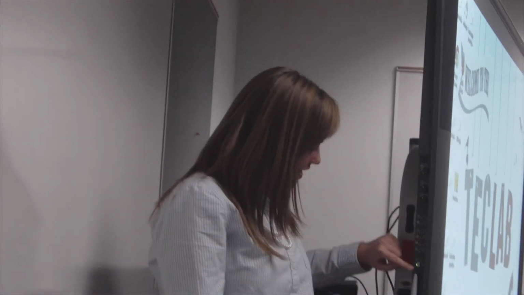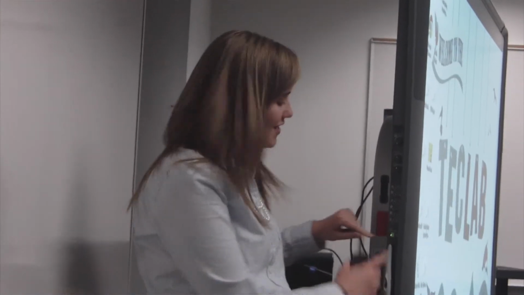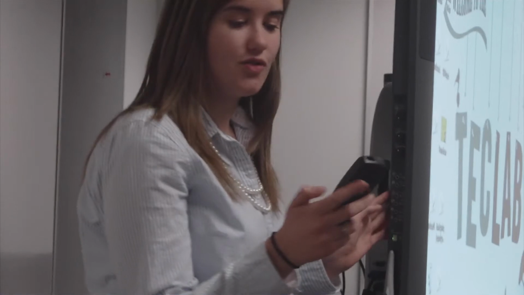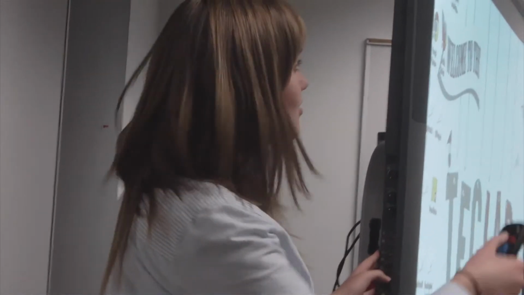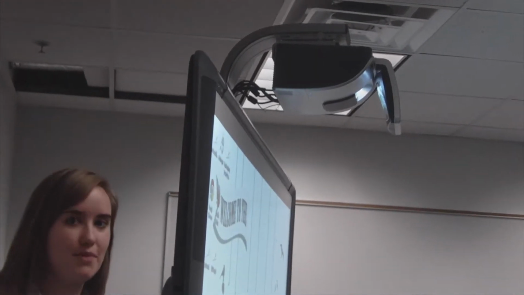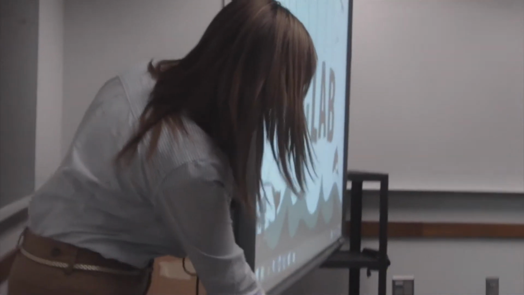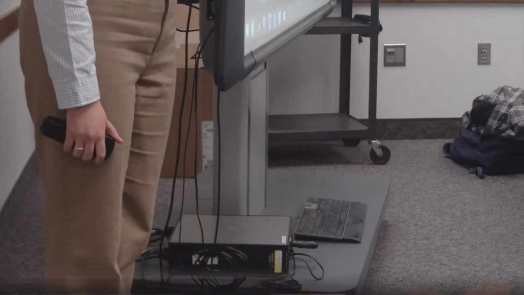Okay, so this is how you turn on the Promethean board. There's a button right here and it has a light. If it's green, that means it's on. If it's red, you just need to push it and then it will turn on, okay? And then this controller, you push the power button to turn on the projector up there. And then you also need to turn on the computer that's connected to the Promethean board. In this case, it's down here, and we'll just push the power button on that.